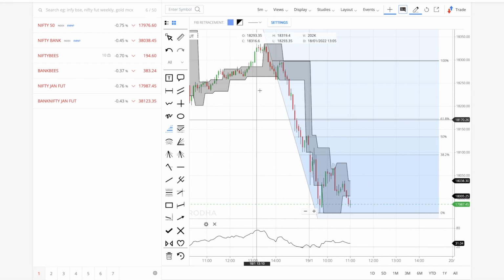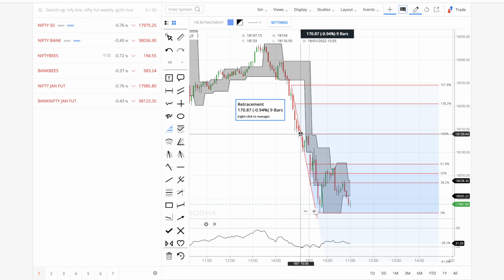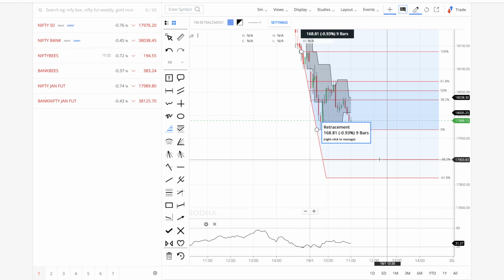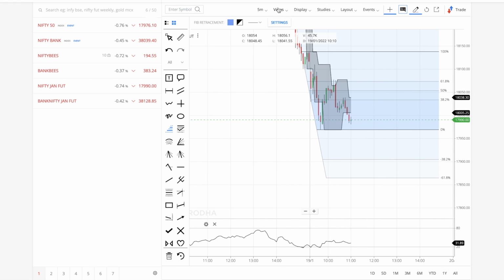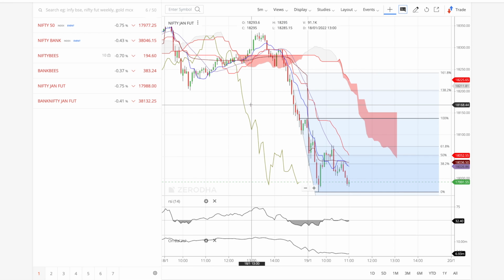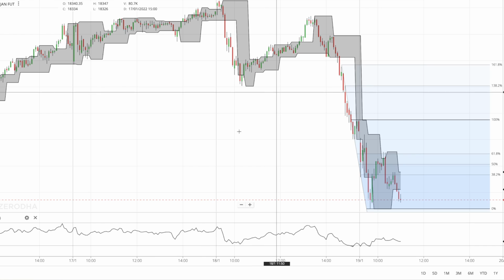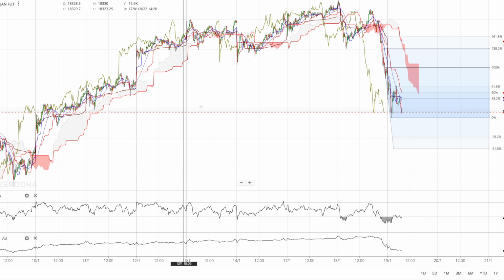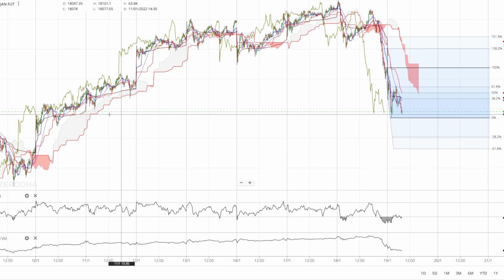And if I move this even further to this level, it's a 61% retracement, which gives me a target of 17,905. And if I look at the Ichimoku cloud now, I just open it in a new frame. If I look at the cloud, it reached this target, and I'm kind of expecting it to break this.